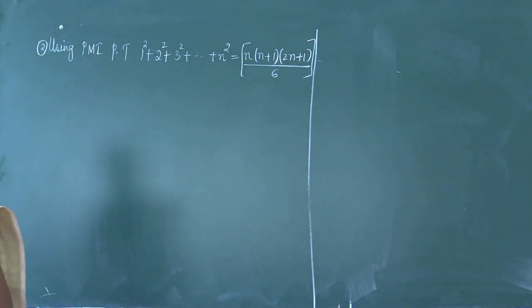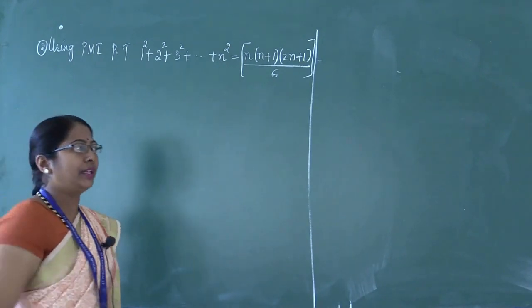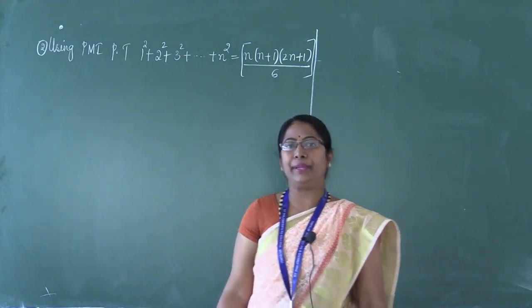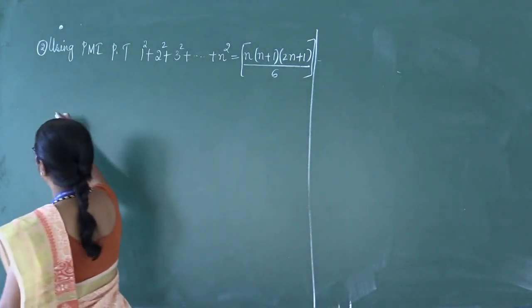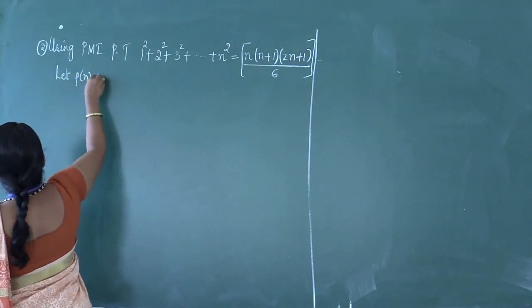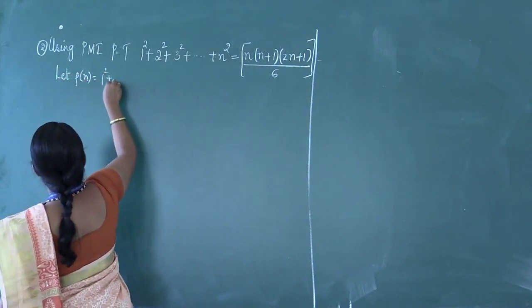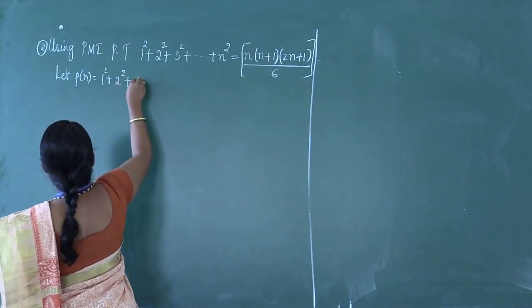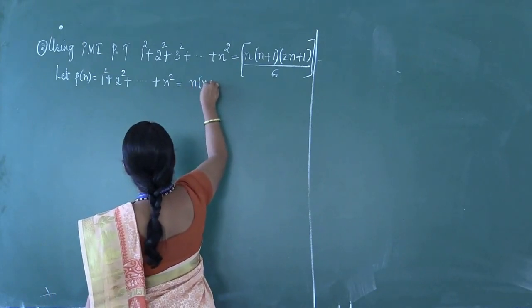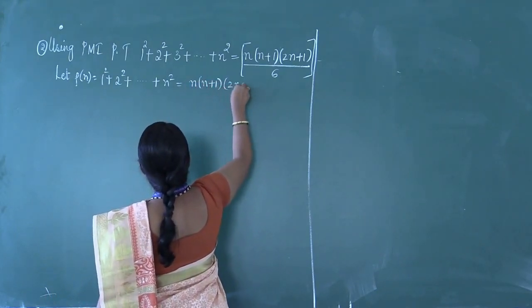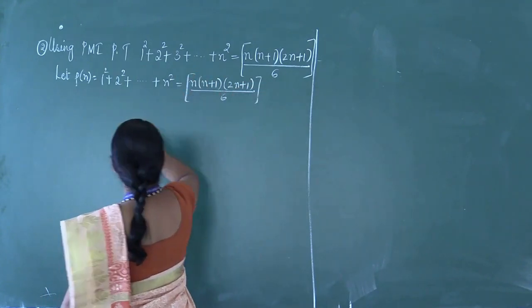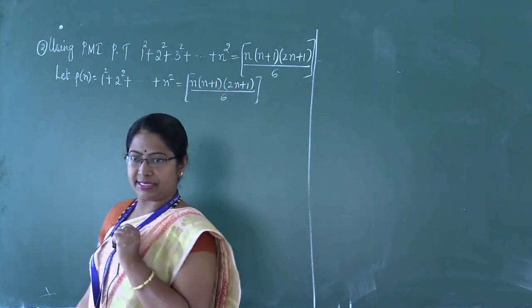Now, what is the first working rule? Step number 1. We shall denote the given statement as P of n. So, let P of n be equal to 1 square plus 2 square plus 3 square plus etcetera plus n square is equal to n into n plus 1 into 2n plus 1, whole thing divided by 6. This is the first step.